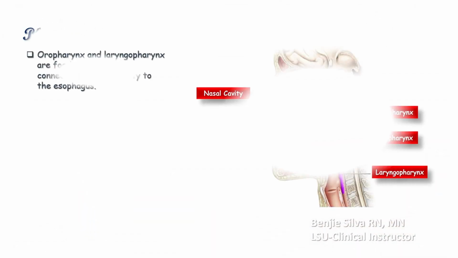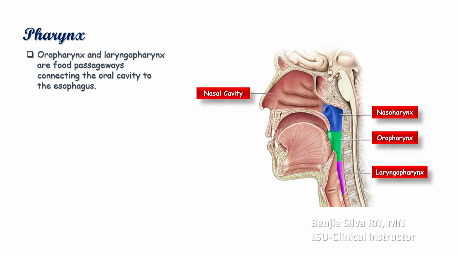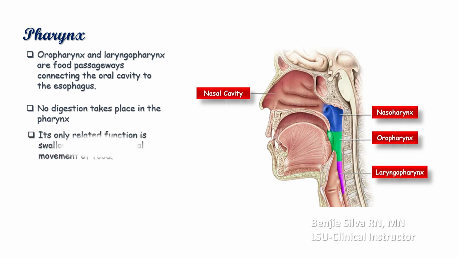The oropharynx and laryngopharynx are food passageways connecting the oral cavity to the esophagus. No digestion takes place in the pharynx. Its only related function is swallowing, the mechanical movement of food.